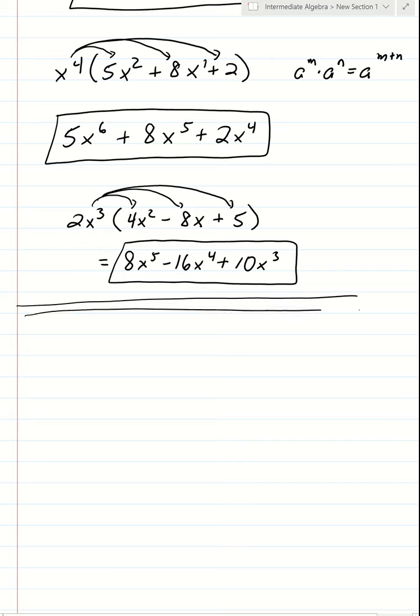Now, another idea is, of course, to multiply a polynomial with another polynomial.